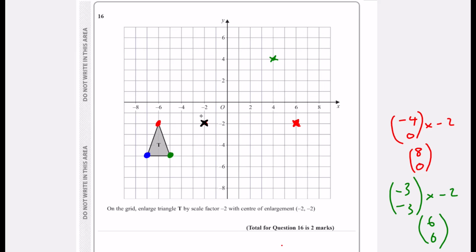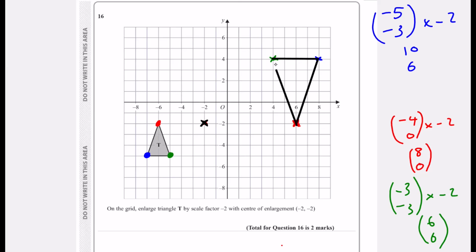And this blue point, 1, 2, 3, 4, 5, 1, 2, 3. So back 5, down 3, times it by -2 will be 10, 6. So 10 to the right, and then 6 up. And we can join these points up with our ruler. And there is our new triangle. We can check that each of the points, if I join them up red to red, it goes through the center, green to green goes through the center, and blue to blue goes through the center.